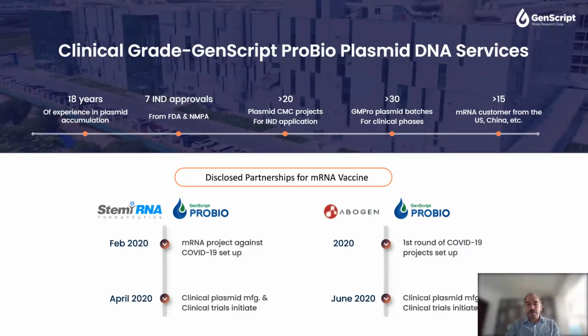So we have also supported a lot of plasmid DNA GMP production services. We have done this for over 18 years. We have supported over 7 IND filings with success. We have done over 20 plasmid CMC projects. We have produced over 30 plasmid batches, and we have worked with over 15 customers to produce mRNA for them. And these are just 2 examples of the GenScript ProBio CDMO division supporting STEM RNA with their clinical trials, and also Abugen with their clinical trials, producing GMP-grade plasmid batches.